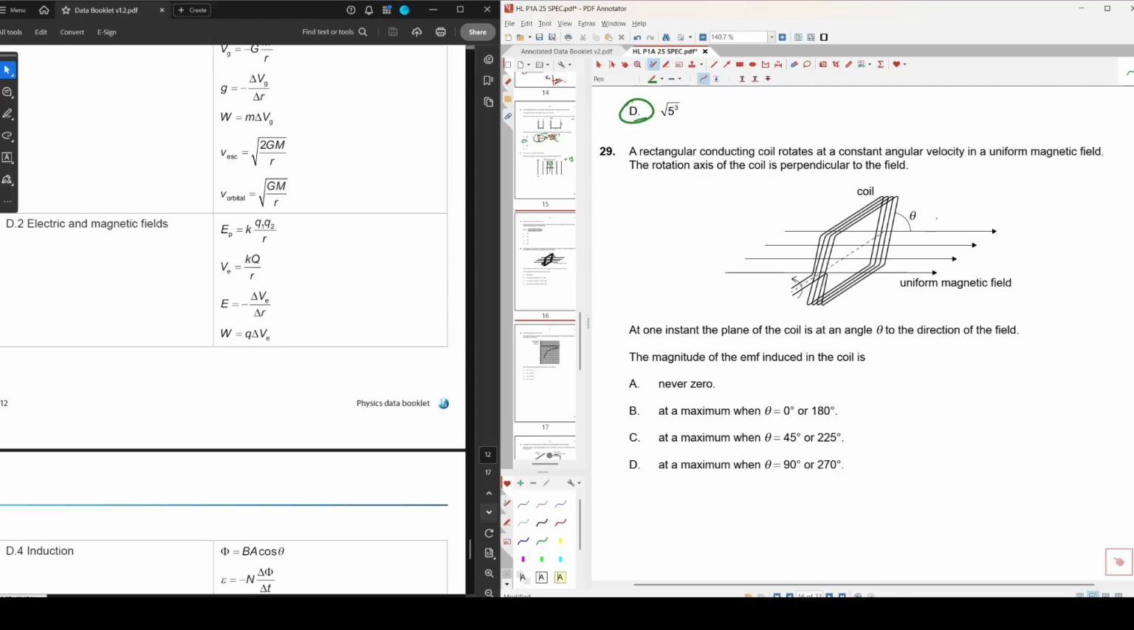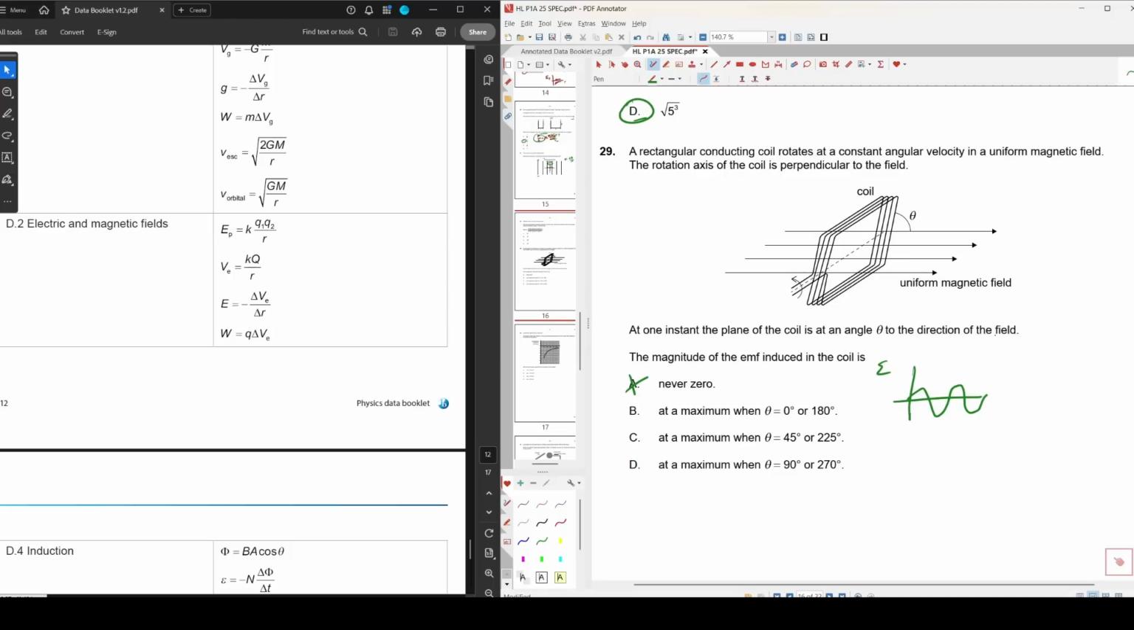Okay, we're getting there. Number 29. A rectangular coil rotating. We got some flux. We got some Faraday's law or something. Rotation is perpendicular to the field. At one instant, the plane of the coil is at an angle theta to the direction of the field. Magnitude of the EMF is, well, it definitely is 0 sometimes because I just know this is where I get this like wavy EMF.